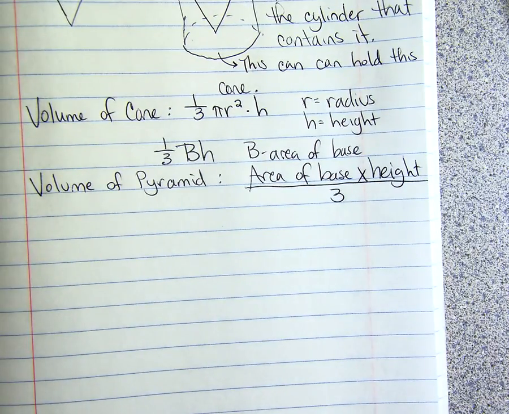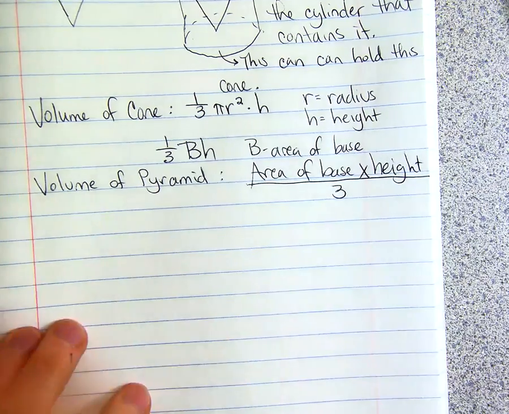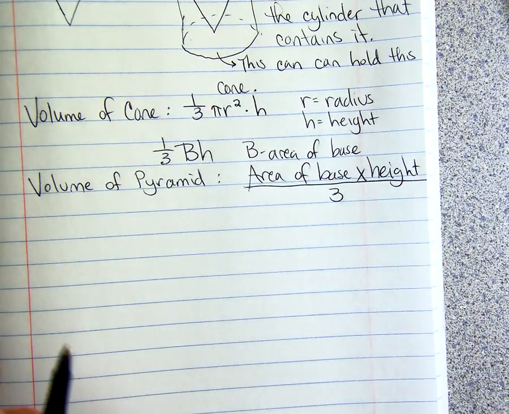Now the area of the base just depends on what shape the base is. If it's a triangle or rectangle or pentagon, you would find the area of that base, times it by how tall it is, and divide by 3, and that would give you the volume of the pyramid.